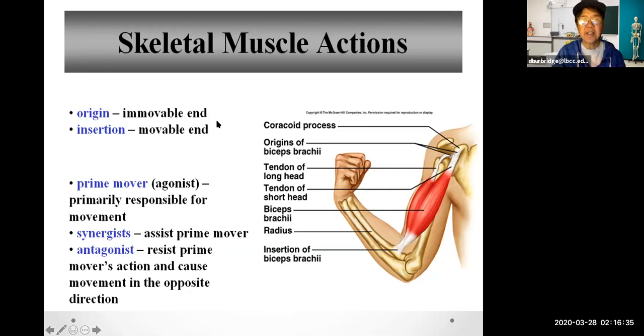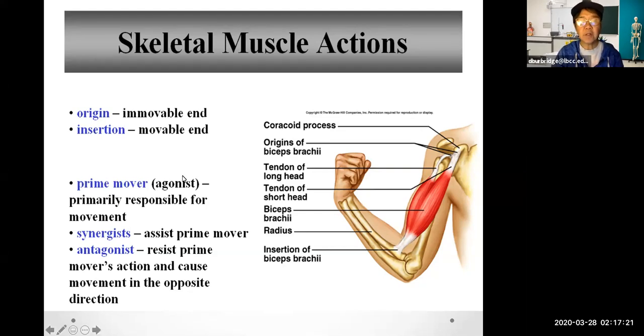The insertion is the movable end. If you look at the other end, this muscle is attached to a tendon, which is then attached to the radial tuberosity of the radius. This is the movable end because when the biceps brachii contracts or shortens, it is going to pull on this movable end. It's going to pull on the insertion, and that is going to cause the lower arm to move, thus allowing us to flex at our elbow joint. All right, so that's the origin and the insertion of muscles. Every muscle will have at least one or more origins and an insertion.